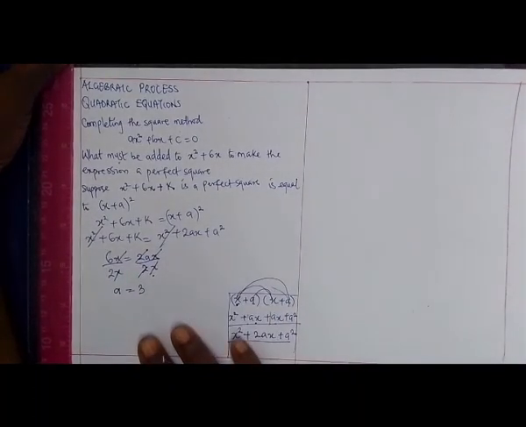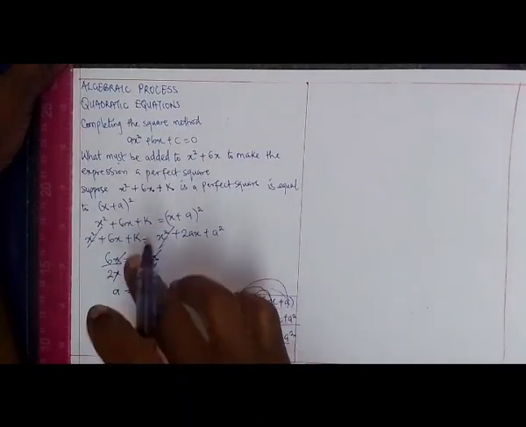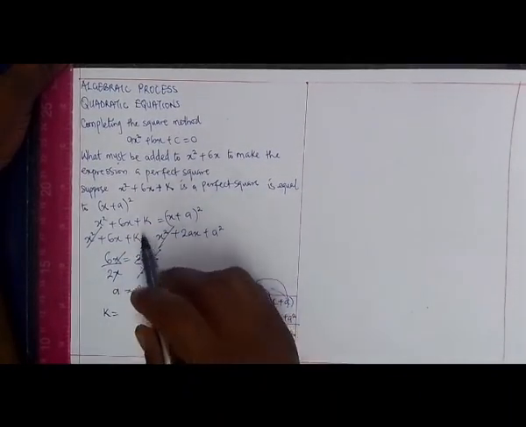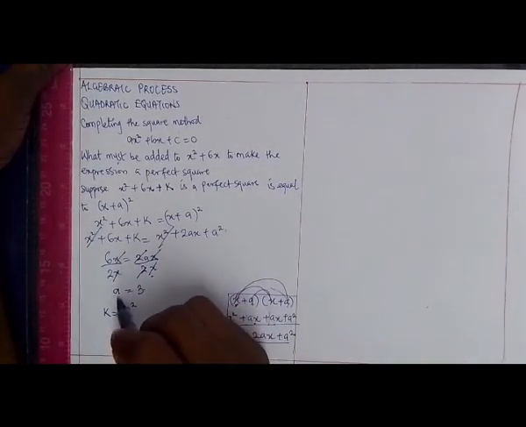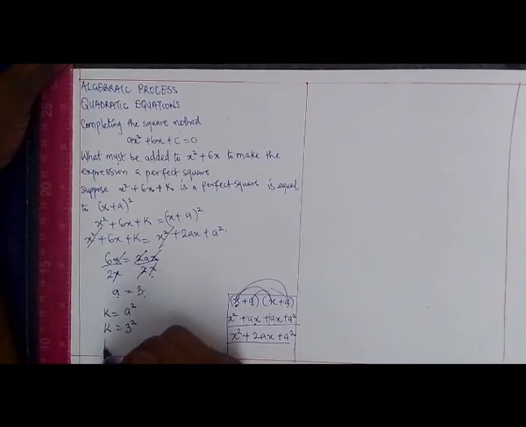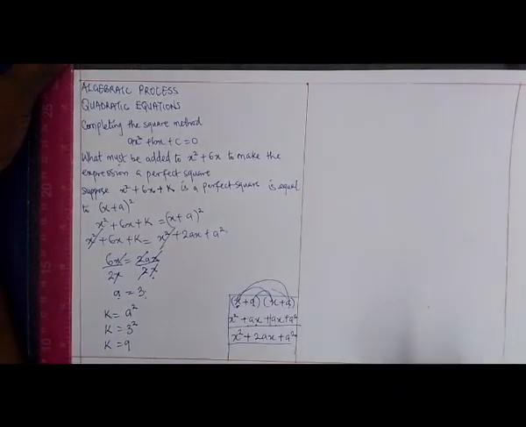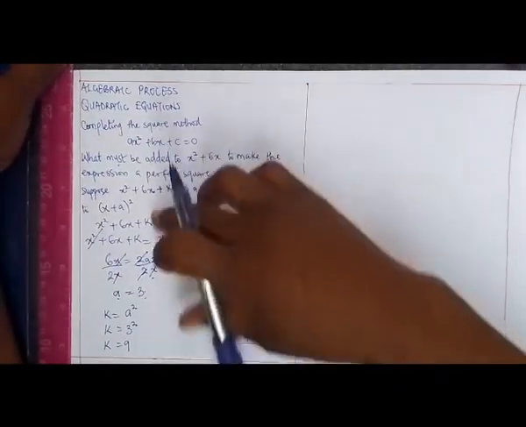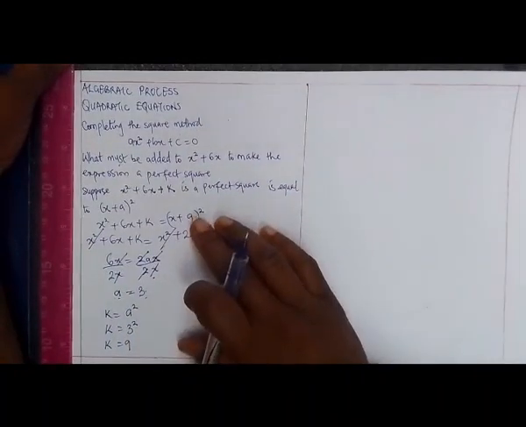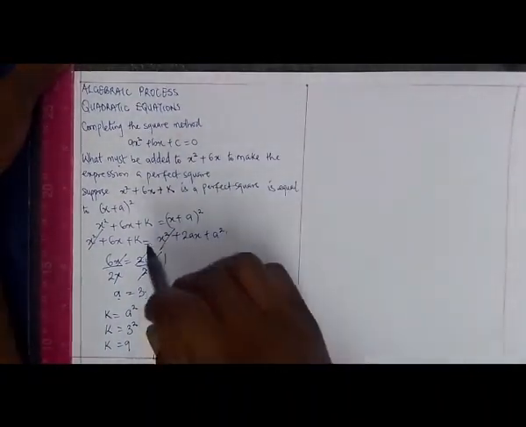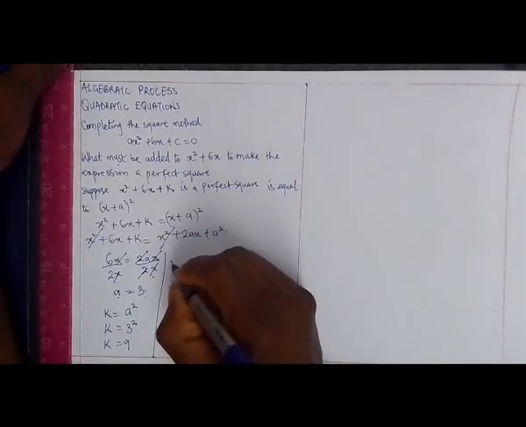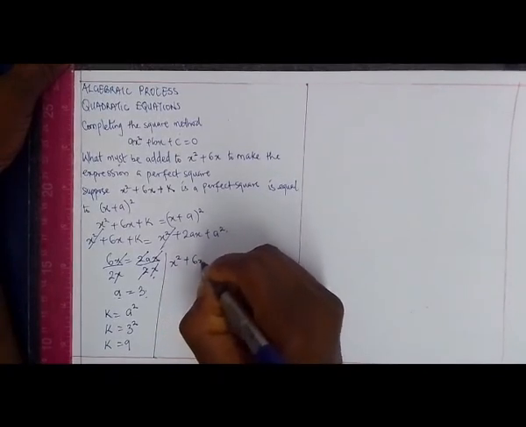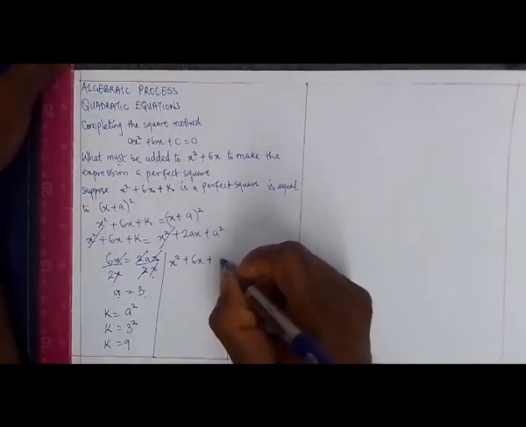Now that we have gotten a, we also equate the constant k with the constant here too, a squared. Our a that we found is 3, so k is equal to 3 squared. That means k is equal to 9. Since we've found k, all our proof has made us understand that the number we need to add to this expression to make it a perfect square is 9. So what we now have is no longer x squared plus 6x plus k. Now our k becomes 9.